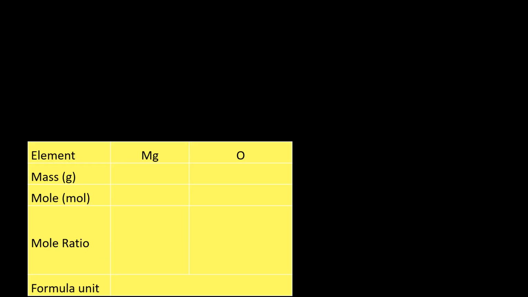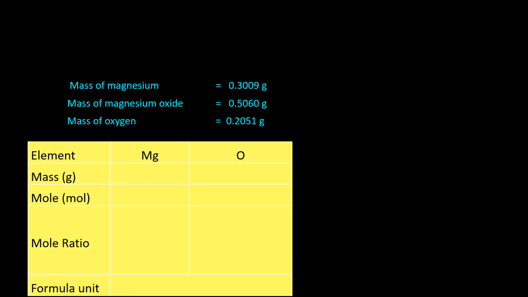As you already learned before, to determine the formula unit, you have to construct the table. From the table, we found that we need to know the mass of magnesium and oxygen. But don't worry, from the experimental data, we are able to find these masses.